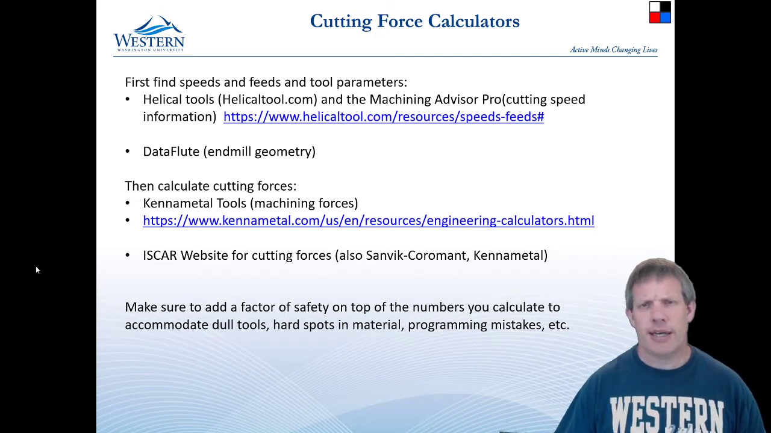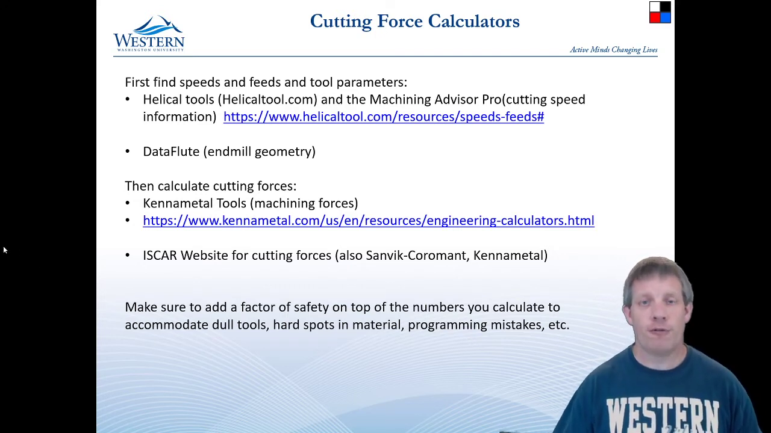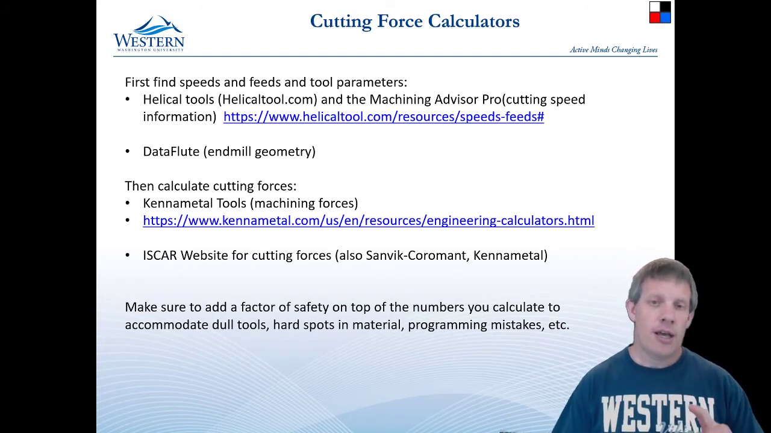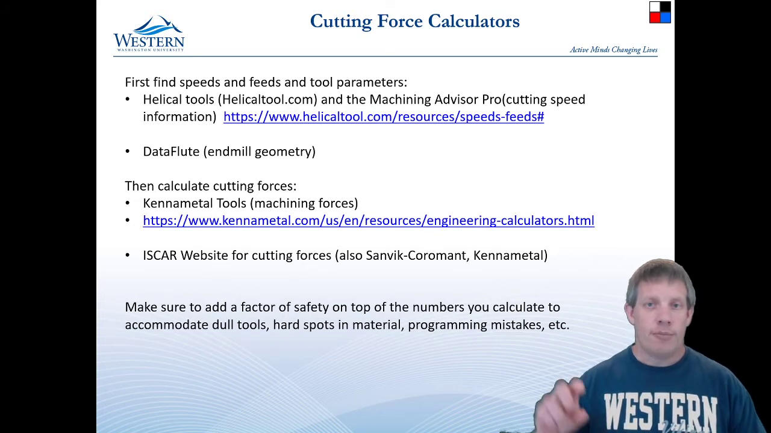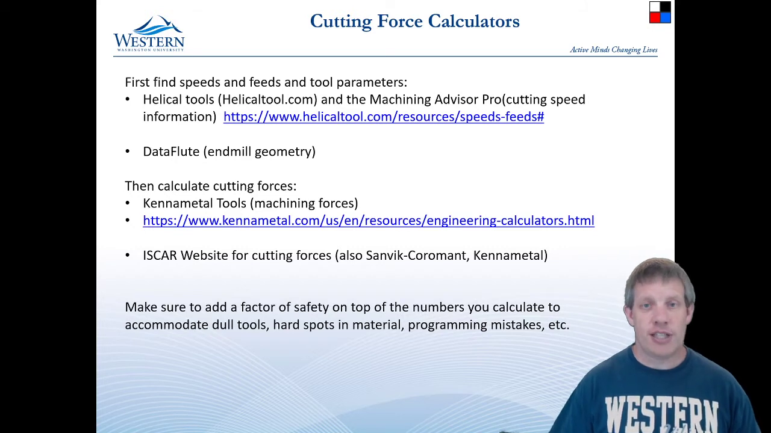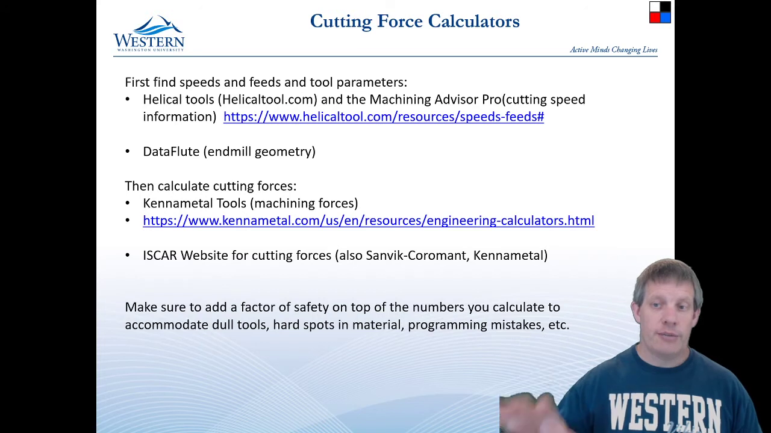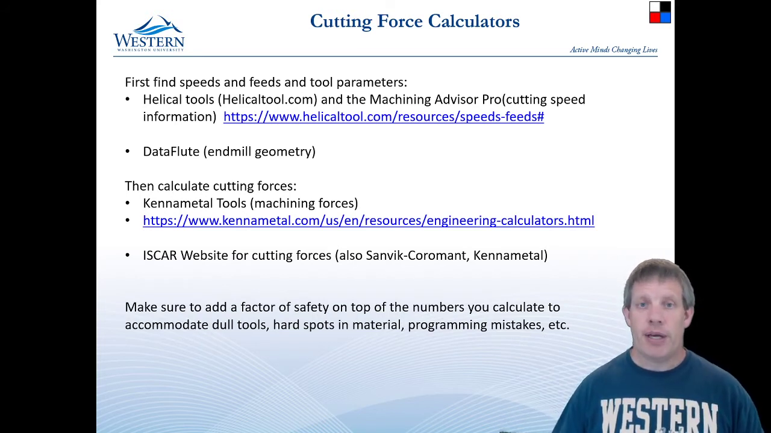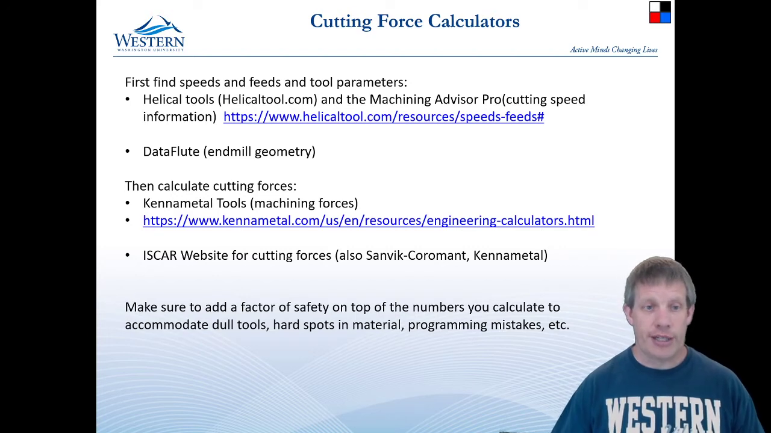The ISCAR website has information. If you look around, you can find other cutting tool calculators. And then remember, overall, you have to make sure to add a factor of safety for dull tools or hard spots in the material, or somebody cranking up the feed rate override while they're cutting, or any of those things that can happen, any variation in the process. We need to make sure that we add a factor of safety to the force that we calculate so that we don't throw parts out of the machine.